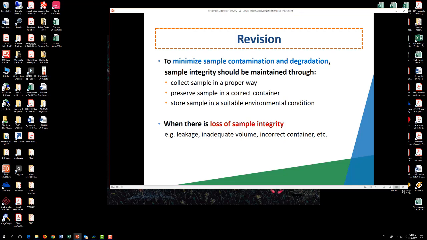And when there is a loss of sample integrity, for example leakage, inadequate volume, incorrect container, or improper storage condition, etc., the laboratory will reject the sample and we will request a resampling in order to get a proper sample for analysis.